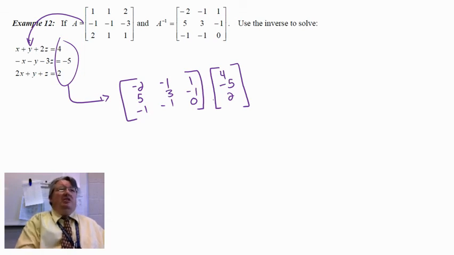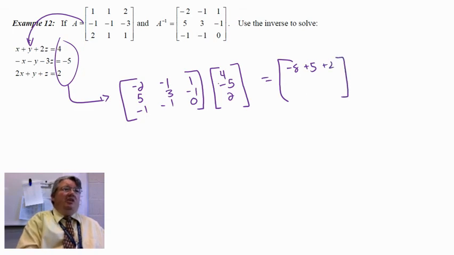Or suppose I only needed one of these things. I didn't need x, y, z. I just needed one of them. Well, I could find x by taking the first row times the first column. So check it out. Negative 2 times 4, that's negative 8. Negative 1 times negative 5, that's a positive 5. 1 times 2, that's a positive 2. Okay? Second row, first column. 5 times 4, that's 20. 3 times negative 5, that's negative 15. Negative 1 times 2, that's a negative 2.